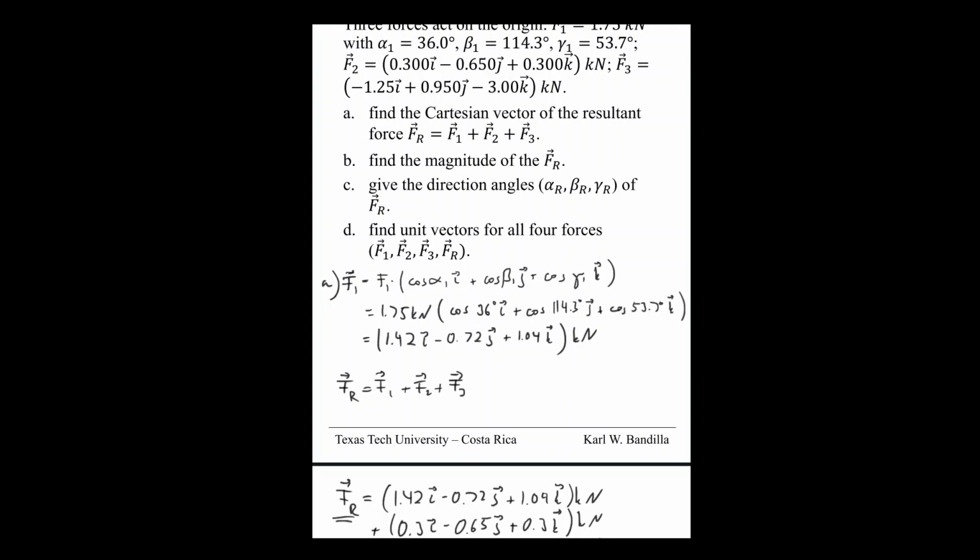So B is then what is the magnitude? Well, we have a Cartesian vector, so that's easy to do. In B, we're asking for the magnitude of Fr. You can also just use it as Fr without the vector sign on top. And that, of course, is just the square root of FRx squared plus FRy squared plus FRz squared.